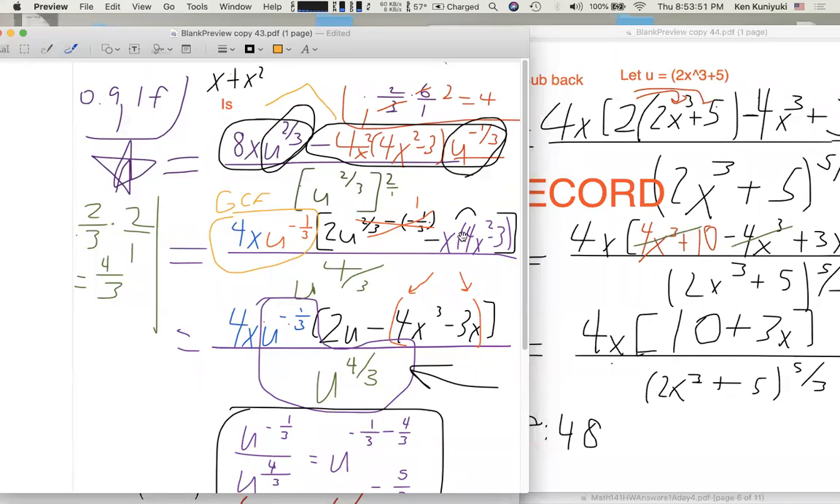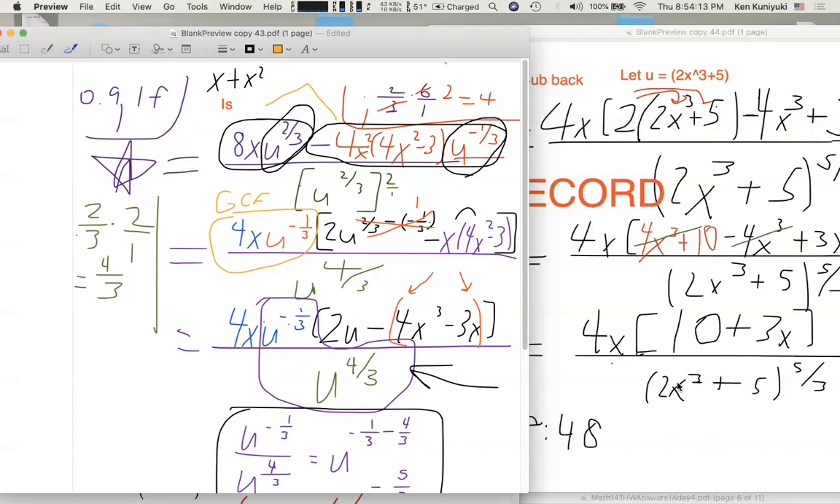We factor out which power of u? Again, we factor out the power of u with the least exponent. That's the negative 1/3. Remember, any negative number is less than any positive number. So u to the negative 1/3. So that explains the GCF. Are there any questions about the GCF?